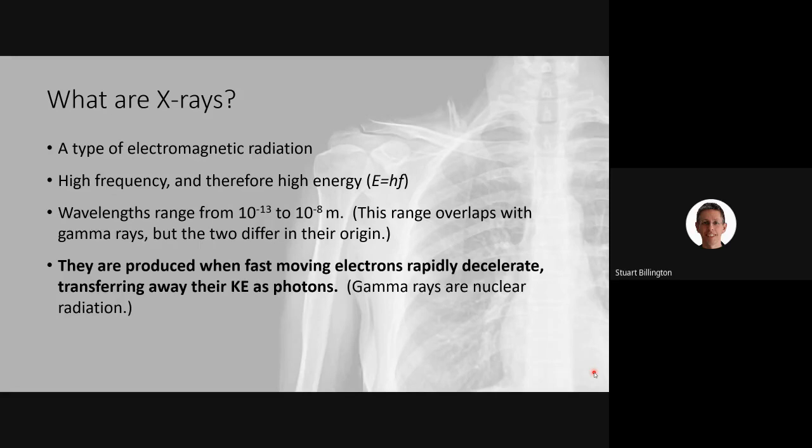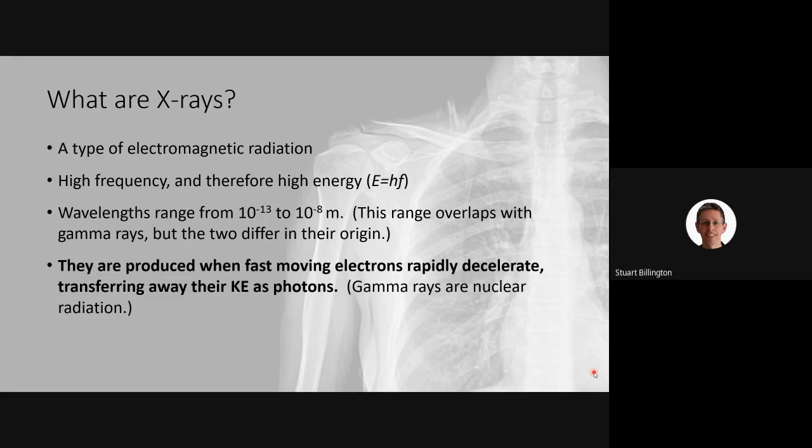The wavelengths that are on the screen are actually fairly similar to the wavelengths of gamma rays, but the difference between a gamma ray and an X-ray is not actually the wavelength, it's the origin of the 2 different types of wave. So we call them X-rays when they are produced by charged particles rapidly accelerating or decelerating.